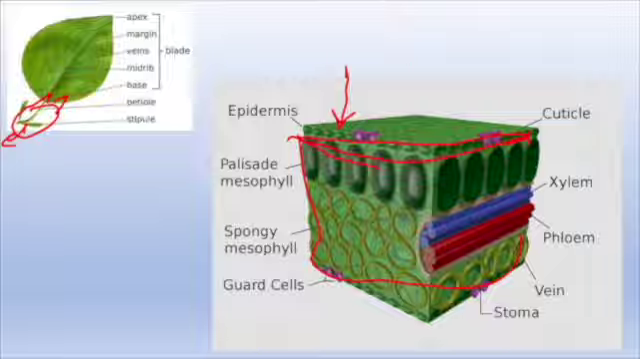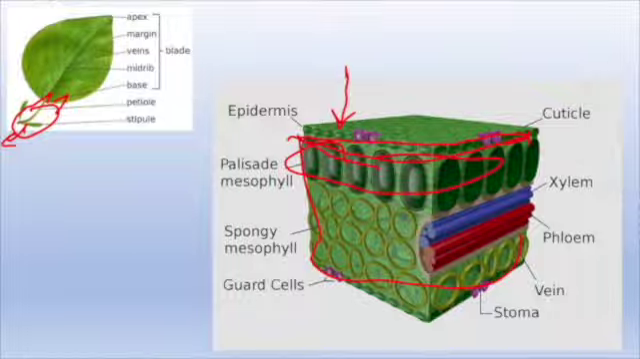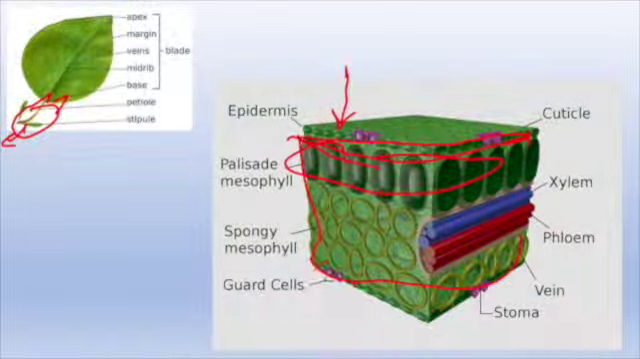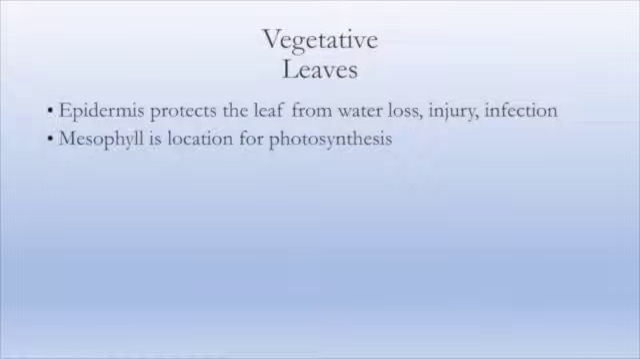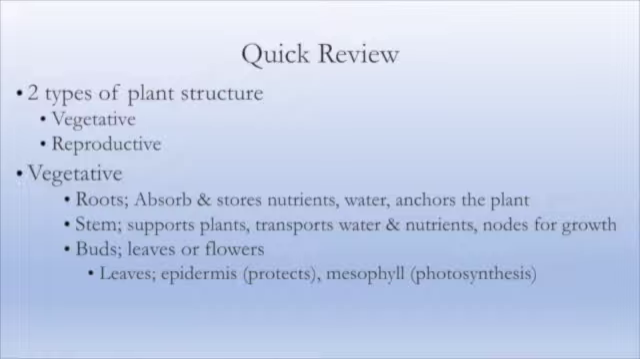Then you have your mesophyll layer, and that's where photosynthesis takes place. And here are your guard cells. Fascinating that they're on the underside of the leaf. They open up in mild weather and they close when the plant is under duress. So you have the epidermis that protects the leaf from water loss, infection, and injury. And the mesophyll layer is where photosynthesis takes place.